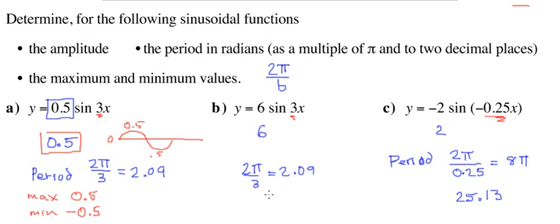This one's amplitude is 6, so its maximum will be 6, its minimum will be negative 6. And this one has an amplitude of 2, so its maximum will be 2, and its minimum will be negative 2.